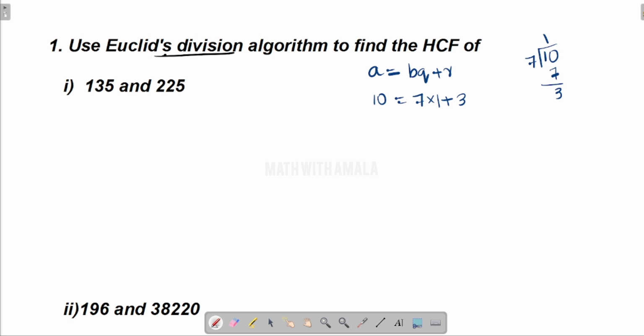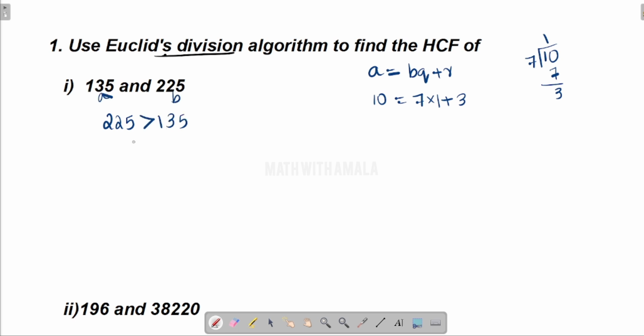Okay, so we have Euclid's division algorithm like a = bq + r. Here a and b are the numbers we are taking as the dividend and the divisor, and q is the quotient, also r is the remainder. Let's take 10 = 7 × 1 + 3. 10 divided by 7 gives remainder 3 and quotient 1. So the Euclid's division algorithm format is 10 = 7 × 1 + 3.